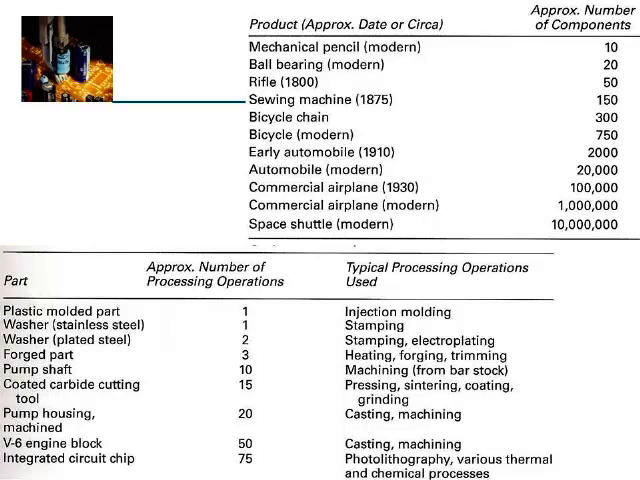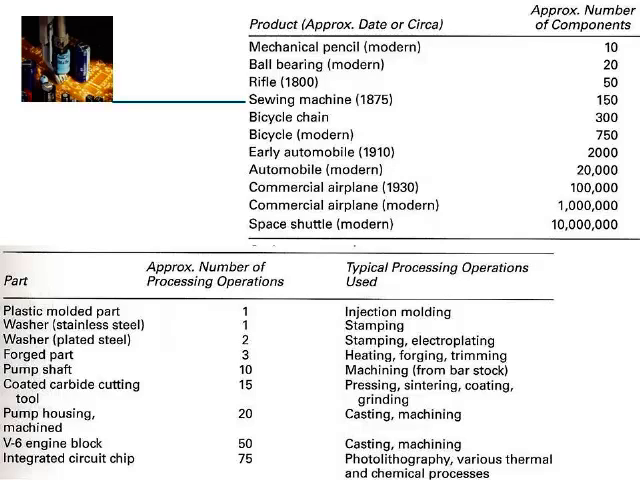And the variety of manufacturing processes used to manufacture these components is listed here. Simply take a washer: stamping is one process used. A plated steel washer uses stamping and electroplating. A pump shaft uses machining. A coated carbide cutting tool uses pressing, sintering and coating grinding. A pump housing uses casting and machining. Like this, a variety of operations are required, and the number of processing operations is also listed here. This is to know the complexity of the parts, the number of operations on parts, and how many parts there are per product.